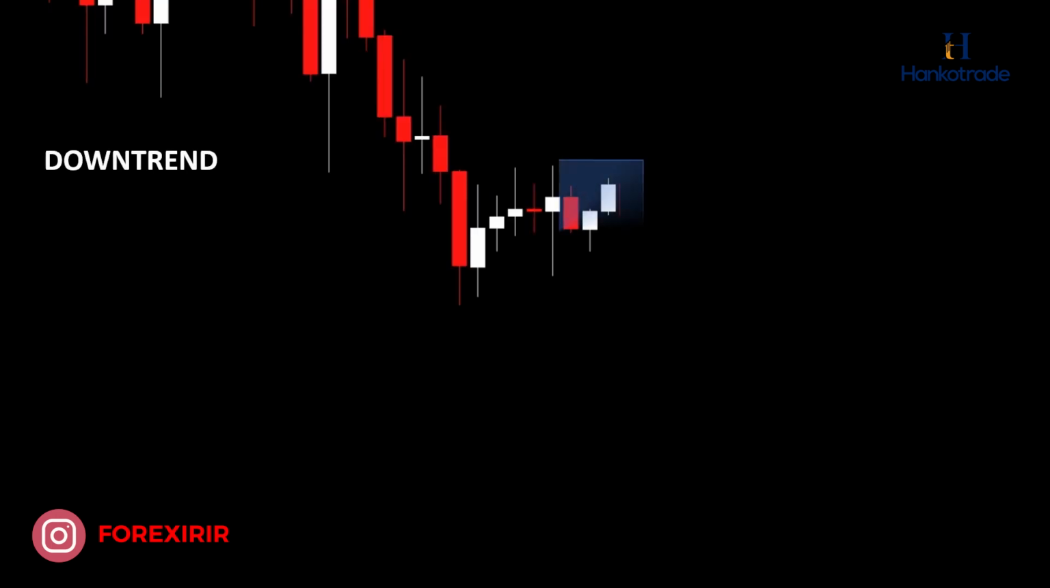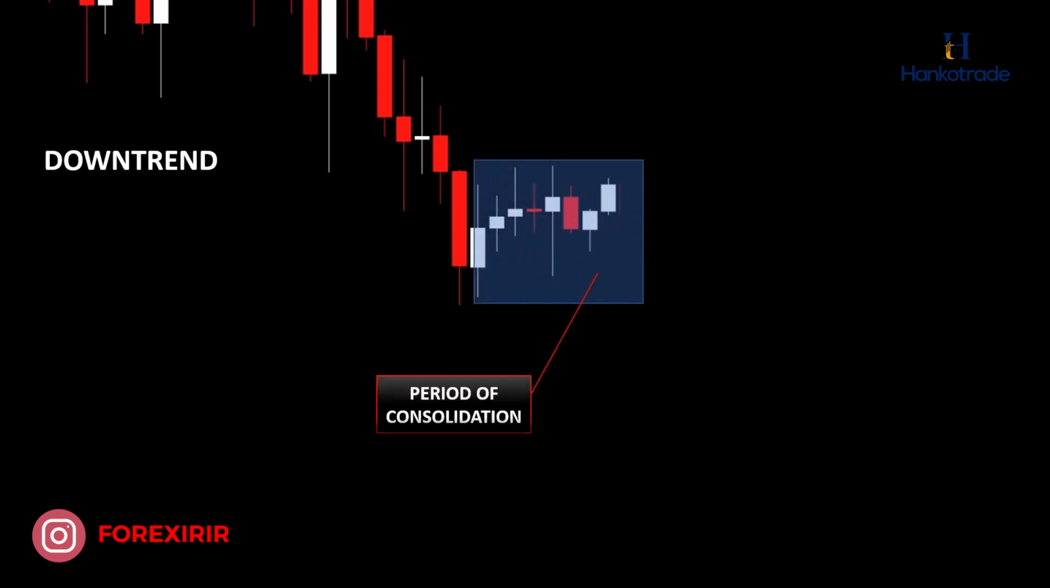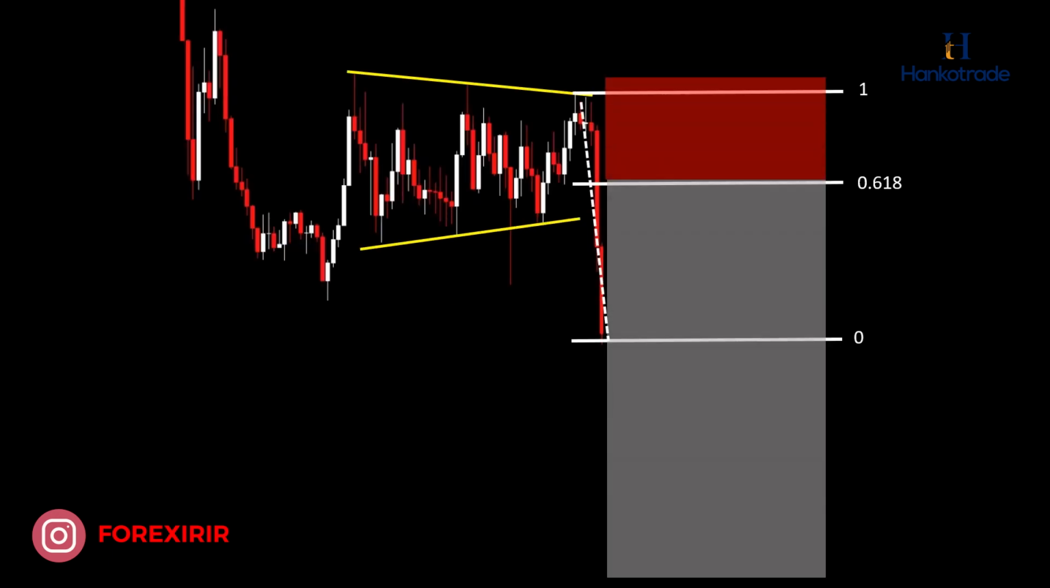On the 1-hour chart of Bitcoin, we can clearly observe a downtrend. Following this downtrend, there is a period of consolidation, and we are currently seeking an opportunity to enter a short position. Now, let's zoom in on lower time frames to examine more closely the details of the price action. On the 15-minute chart, we can observe the formation of a rising wedge pattern. Breaking this pattern to the downside signals the potential for a bearish continuation.